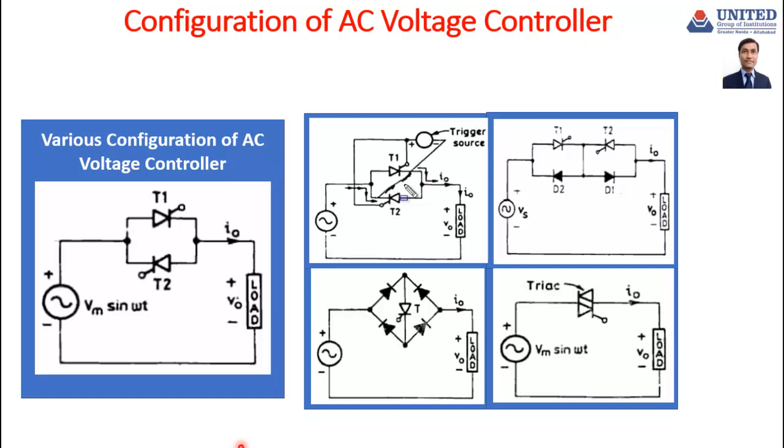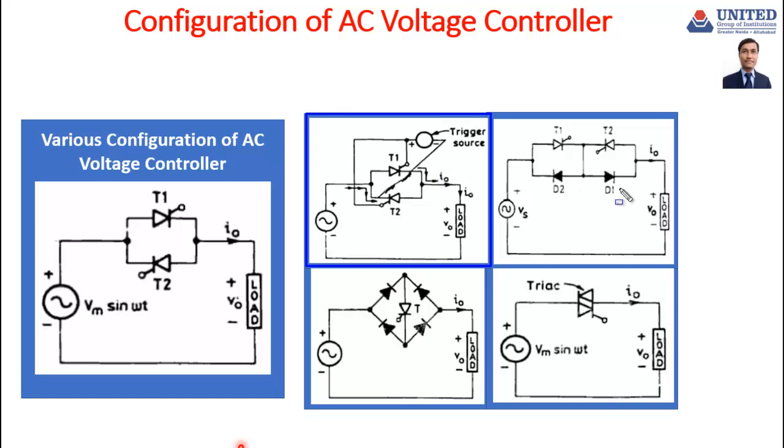Here we see that there are 4 possible configurations of single phase AC voltage controller. In the first configuration, there are 2 SCRs T1 and T2 connected in anti-parallel. The trigger sources for the 2 thyristors must be isolated from one another. Otherwise, the 2 cathodes would be connected together and the 2 thyristors would be out of circuit. So no control of output voltage would be possible.